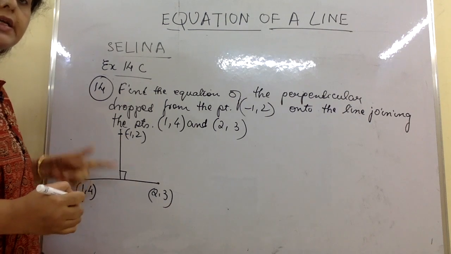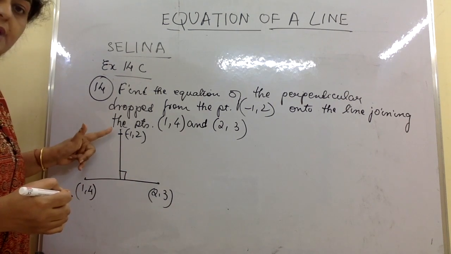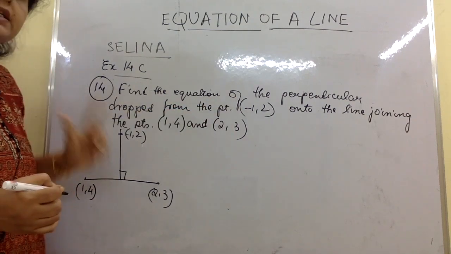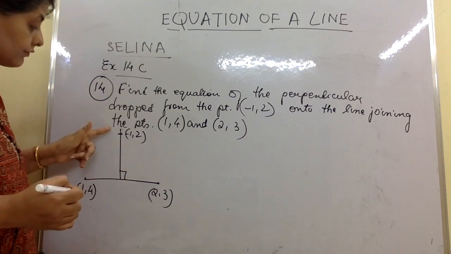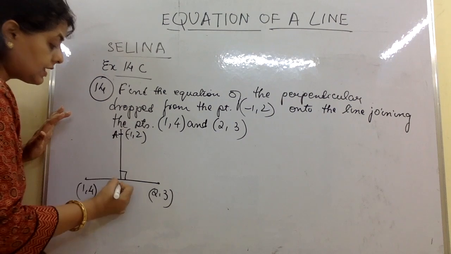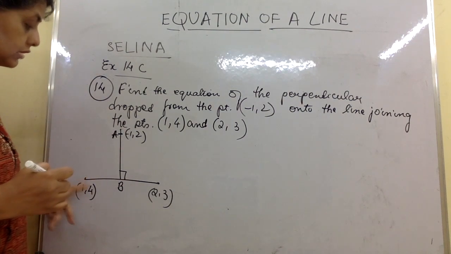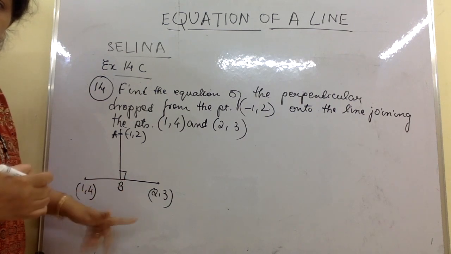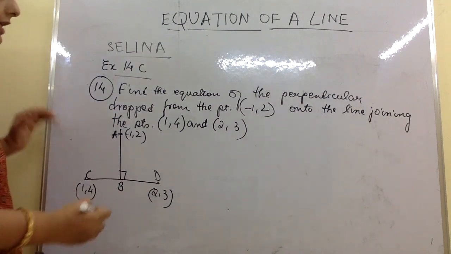Now what does that mean? That means that this perpendicular line also passes through this point. That is, you have to understand. Now find the equation of the perpendicular means we have to find the equation of this line, which we can name as AB. Now first thing is, what is the slope of the line, let's say CD. This line we are naming as CD.